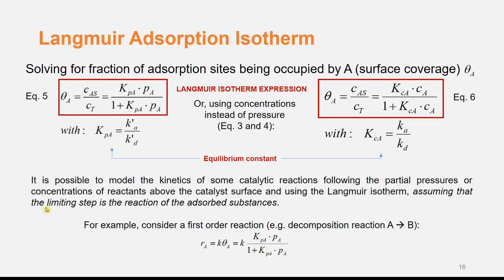Again, this only applies if the reaction rate is much slower than the adsorption and desorption rates. So the product B needs to desorb quickly to free up the sites so that the isotherm is correct. Otherwise, we need to include the adsorbed product B in our site balance. We will look at this situation later.